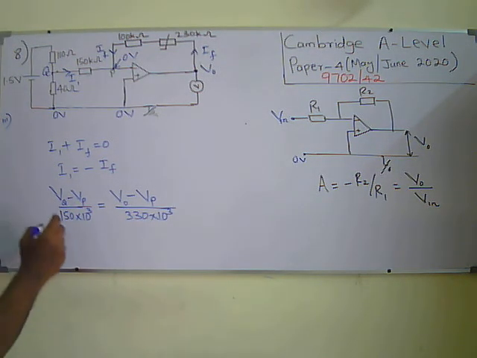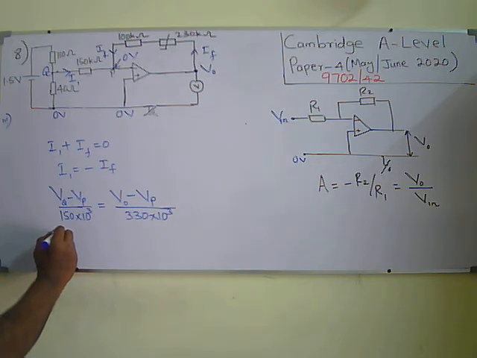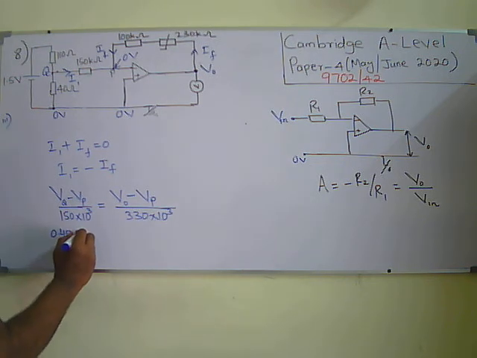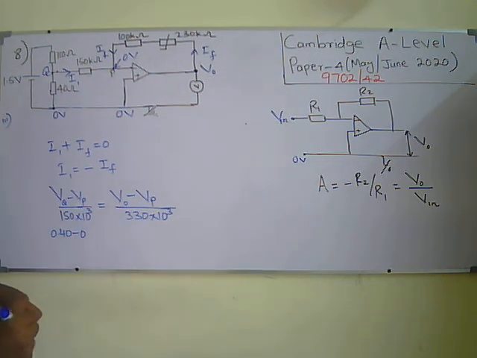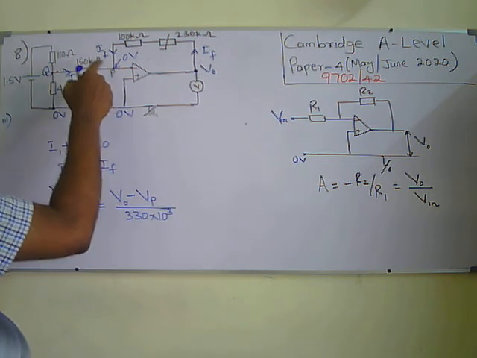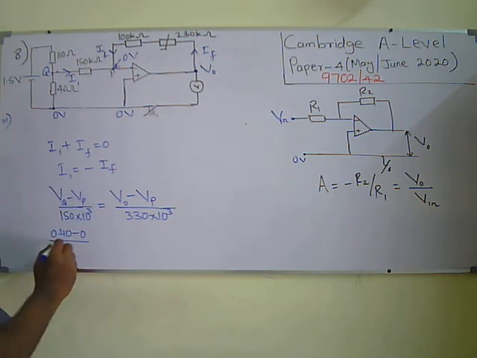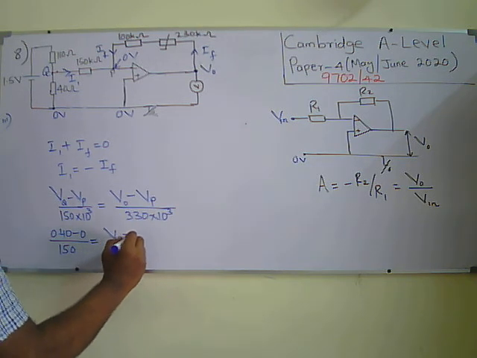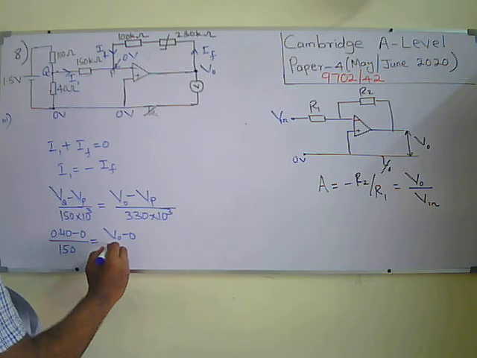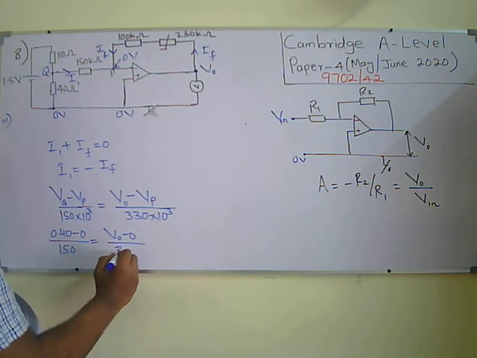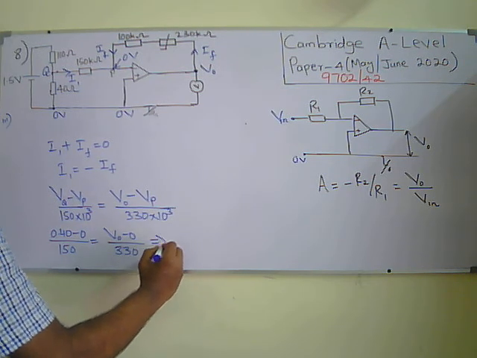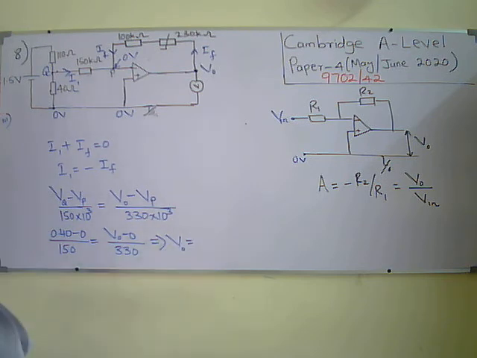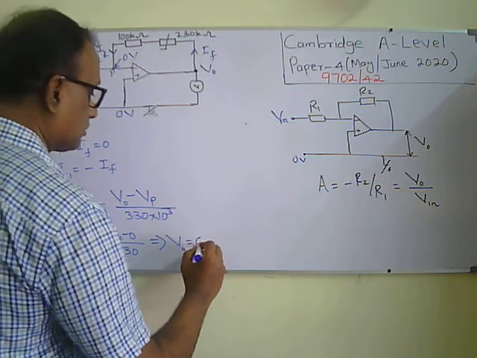Okay, so this I can write VQ is 0.40, VP is 0 volt. Already we answered that in the first part, virtually earth connected, that virtual earth point. So that's going to be 150 equal V out minus 0, because VP is 0, it's a virtual earth point, and this is 330. Solve it, you will get the V out. Same answer, you will get 0.88 volt.